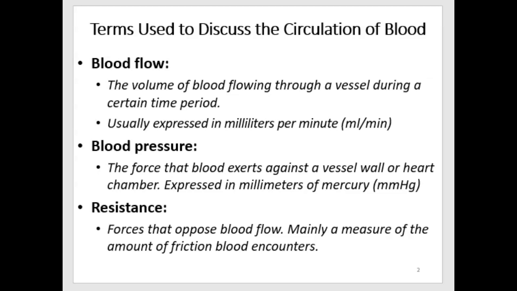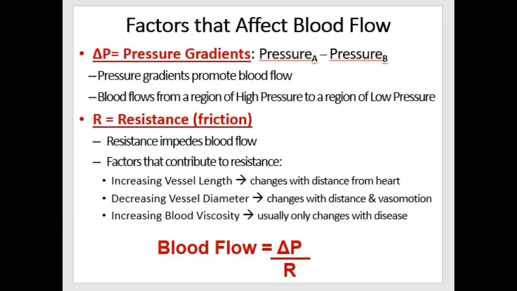And then finally, resistance is defined as all the forces that oppose blood flow. This term is most often used when referring to the friction that blood encounters from the endothelium of blood vessels. So the terms we just discussed are interrelated. It turns out that the two main factors that affect blood flow are indeed blood pressure and resistance. Let's consider blood pressure first.